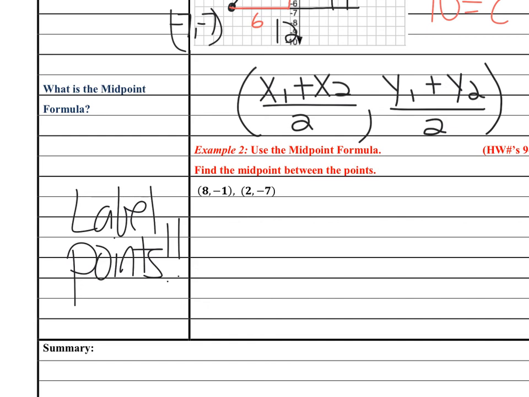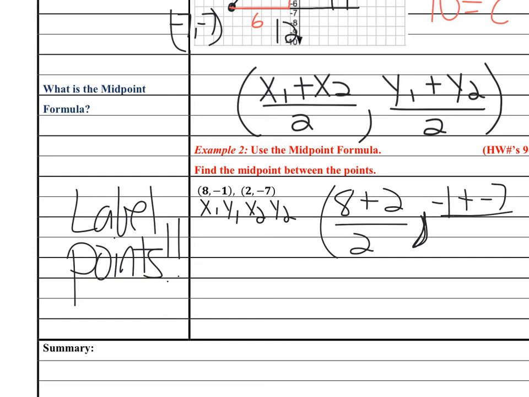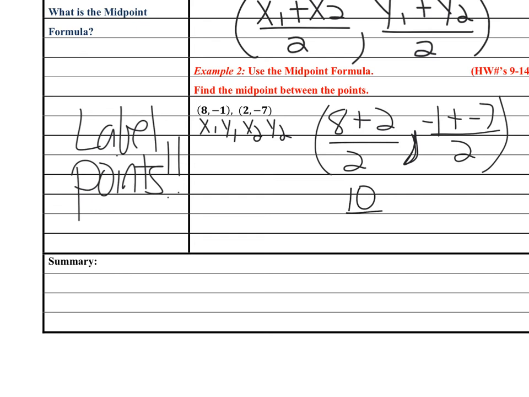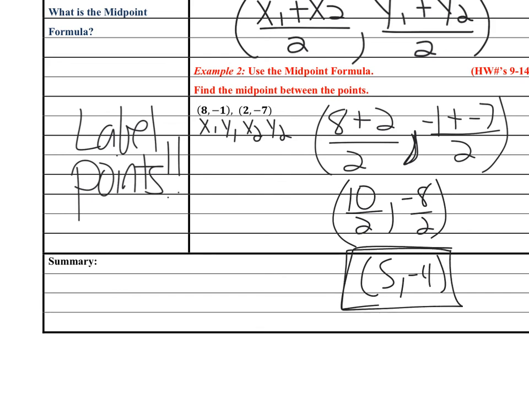So if I label my points x1, y1, x2, y2, and I plug them in, I would have x1 is 8 plus x2 is 2 divided by 2. Then a comma, y1 was -1 plus -7 over 2. So that would give me 10 over 2 and -8 over 2, which just gives me 5, -4. So if I have a picture, I could do it a picture way with some triangles. Or if I don't, I can use my formula sheet and do it with my formula.